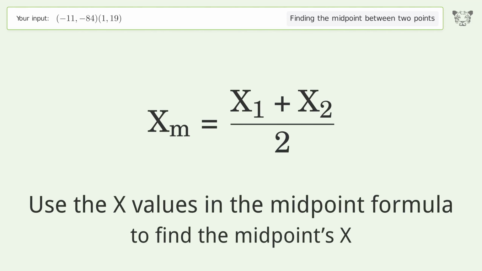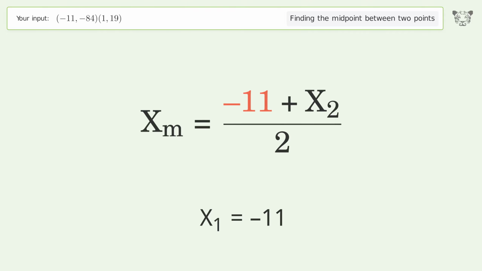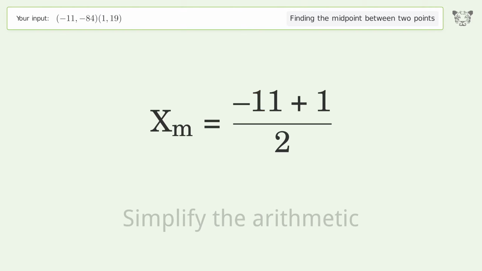Use the x values in the midpoint formula to find the midpoint's x. x1 equals -11. x2 equals 1. Simplify the arithmetic.